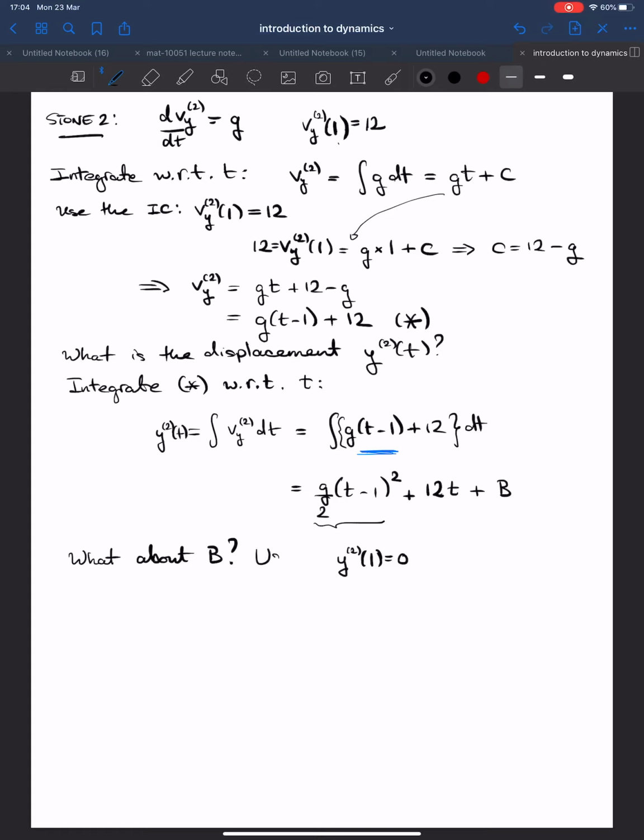So use this. What have we got? We've got y2 of 1. Now you can see I'm going to make a substitution of 1, which kills this term here, with the curly brace underneath. So I know this is, by my initial condition, 12. I know this is this, but simultaneously I have g over 2 multiplied by 0 squared plus 12 times 1 plus b. And what you can see is this immediately gives you b equals minus 12. So now the updated form for y of t is as follows.